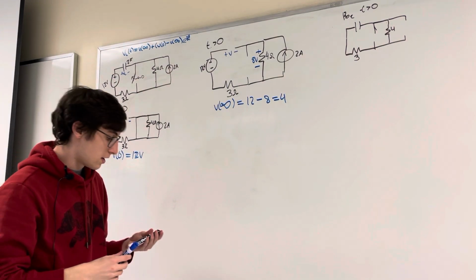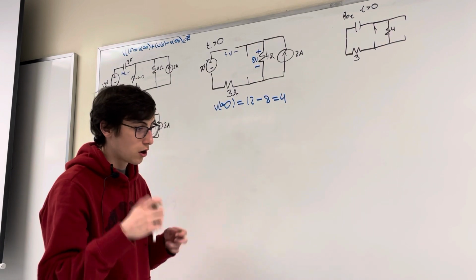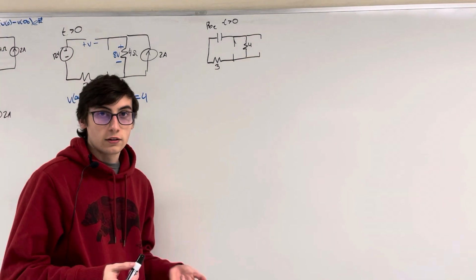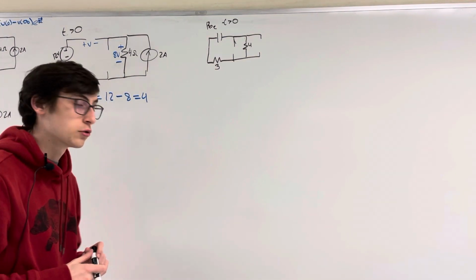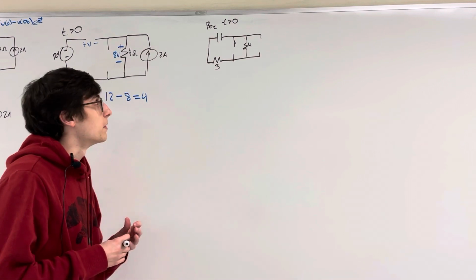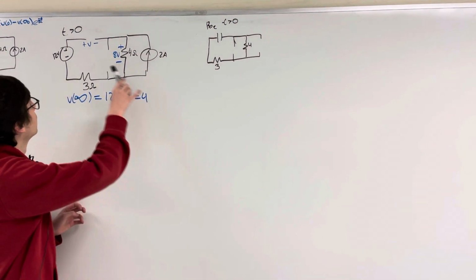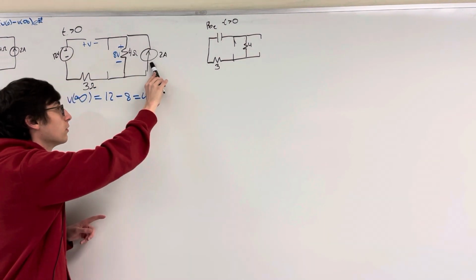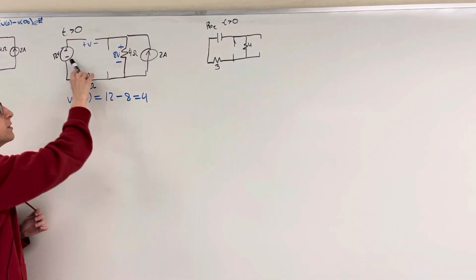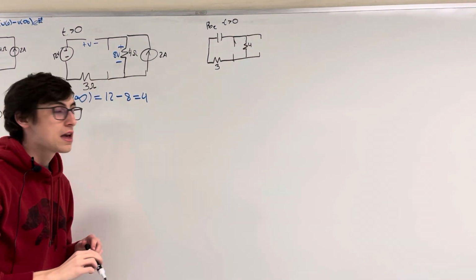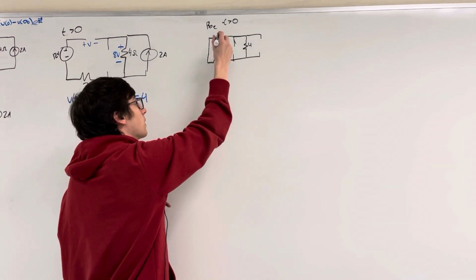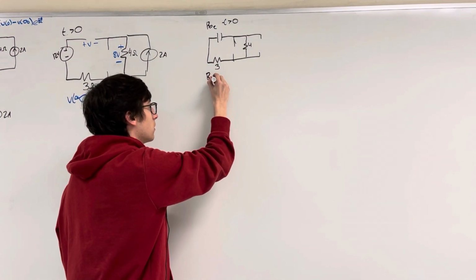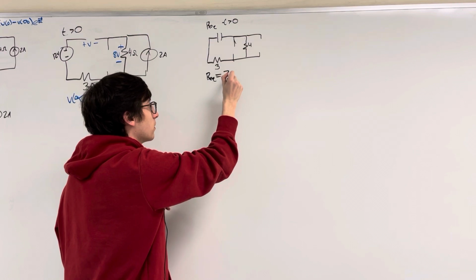Now finally, we want to find REQ when time is greater than 0, just like in our source-free circuits. But now we turn off our sources. So the current source becomes an open circuit, and our voltage source becomes just a straight wire. And we're trying to find REQ with respect to the capacitor. So it's pretty easy to see that REQ is just going to be equal to 7 ohms.